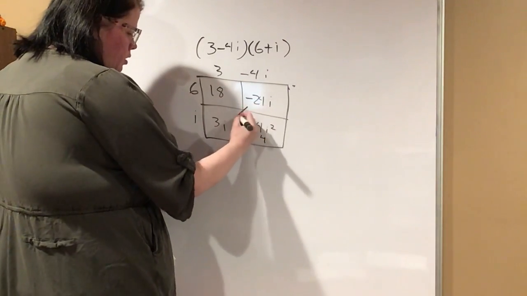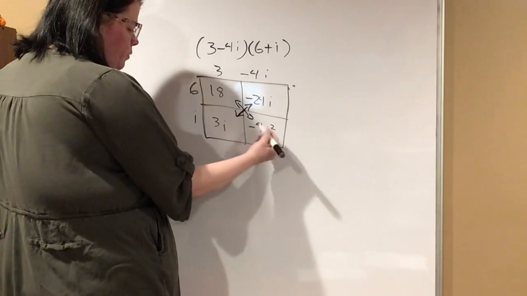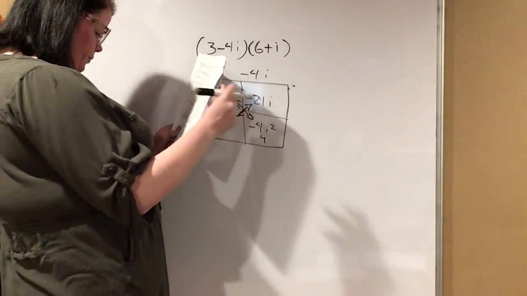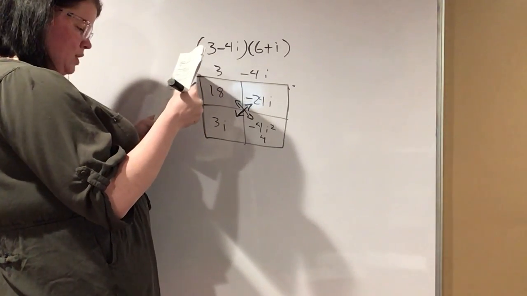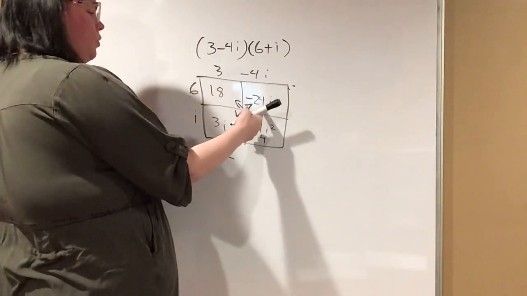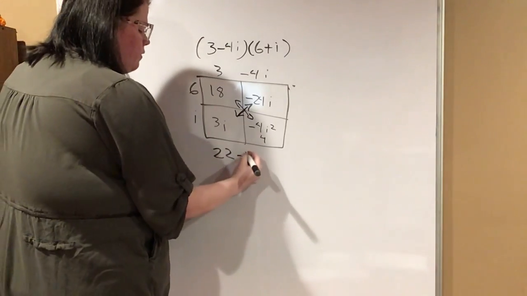So we're going to combine these like terms and then combine these like terms, because the i went away here. So 18 plus 4 is 22. And then negative 24 plus 3 is negative 21.